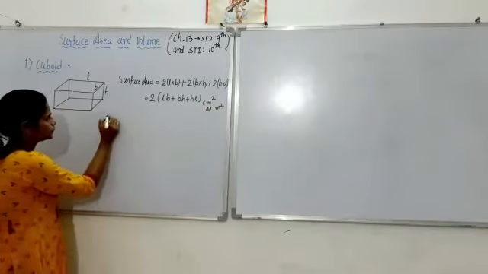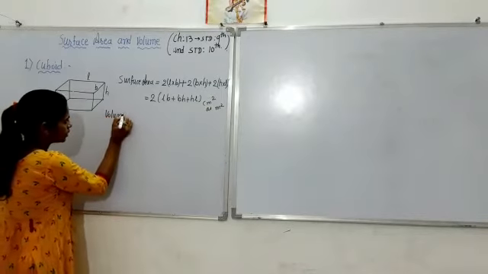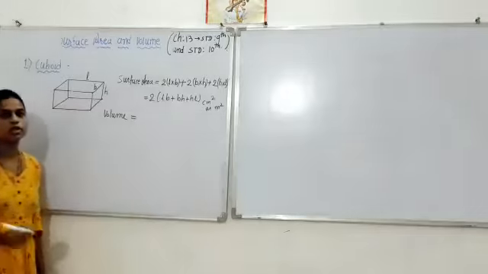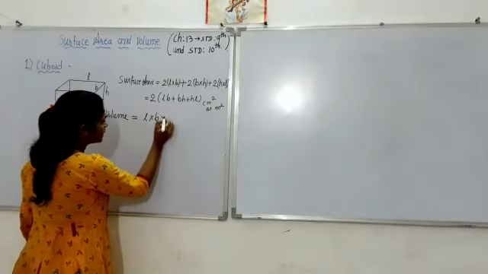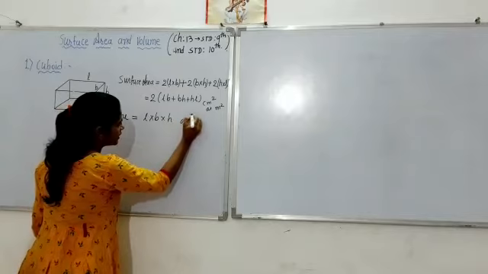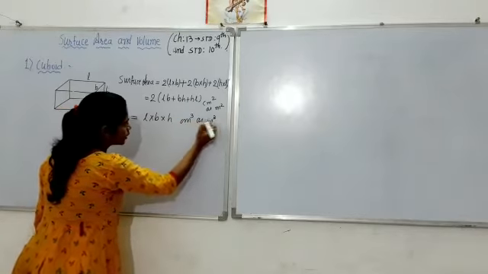Now its volume. Volume of a cuboid is equal to length into breadth into height. And its unit is centimeter cube or meter cube.